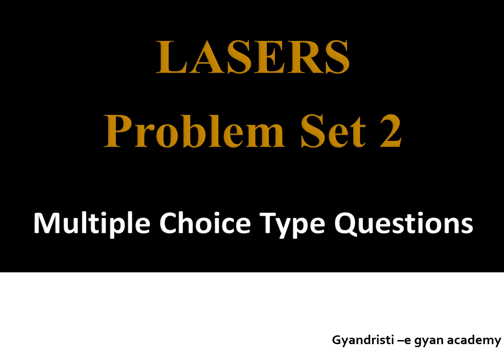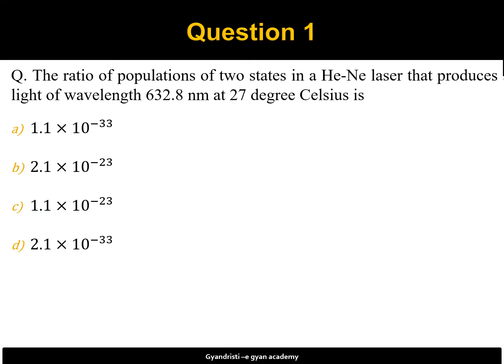Hello everyone. In this video we are going to discuss some of the multiple choice type questions related to lasers. The first question is: the ratio of populations of two states in a helium neon laser that produces light of wavelength 632.8 nanometer at 27 degrees Celsius is. Four options are given. So in this question we have to calculate the population ratio of two states.